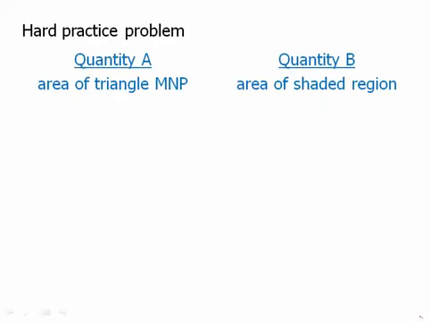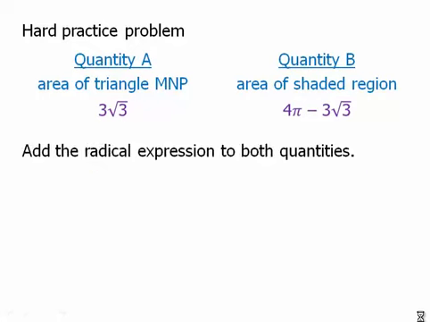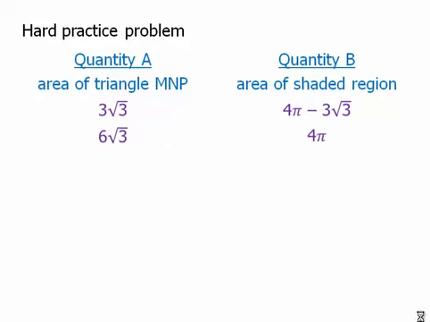So the area of the triangle we said was 3 root 3. The area of the shaded region is 4 pi minus 3 root 3. This looks kind of hairy. First thing I'm going to do is add that radical expression to both quantities, just to get all the radicals in one place. You're always allowed to add or subtract anything in a quantitative comparison, so that's fine. So I'm comparing 6 root 3 to 4 pi. All right, still looks a bit hairy.